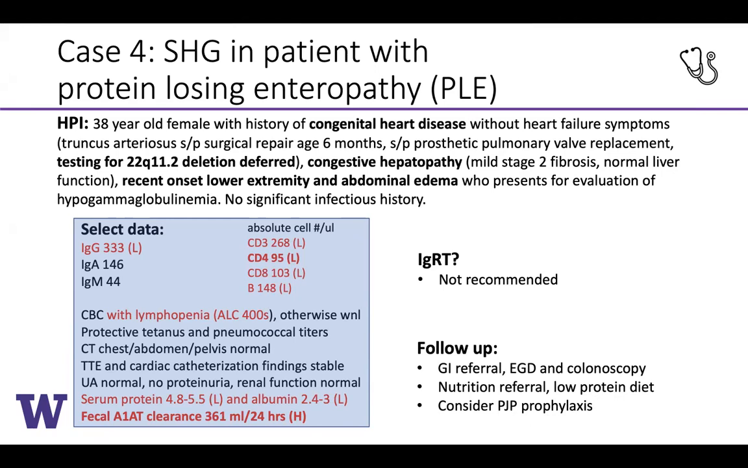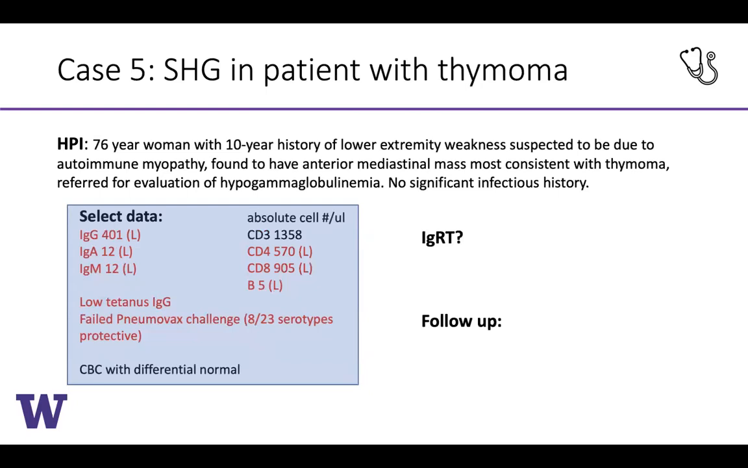Okay, last case, a very brief one. This is a patient who has hypogammaglobulinemia and thymoma. This is a 76-year-old woman who had a 10-year history of symptoms that were not attributed to anything in particular. She had lower extremity weakness. It was suspected to be due to autoimmune myopathy, but she didn't meet the diagnostic criteria for myasthenia gravis, and in the end did not get any specific neurological diagnoses.